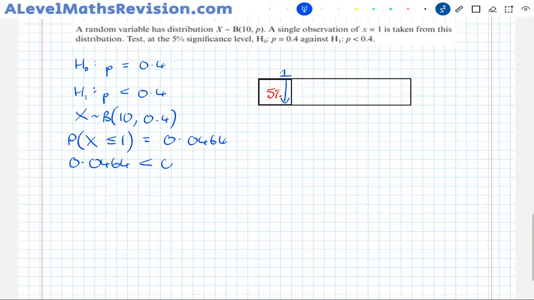0.0464 is less than our significance level. Therefore, we're going to call them out on lying. Reject H0. If something this unlikely happened, we can't believe this.